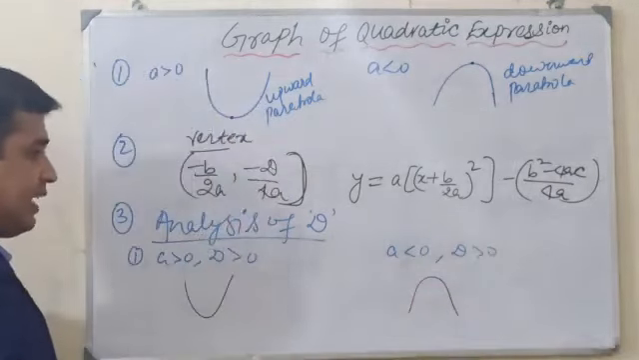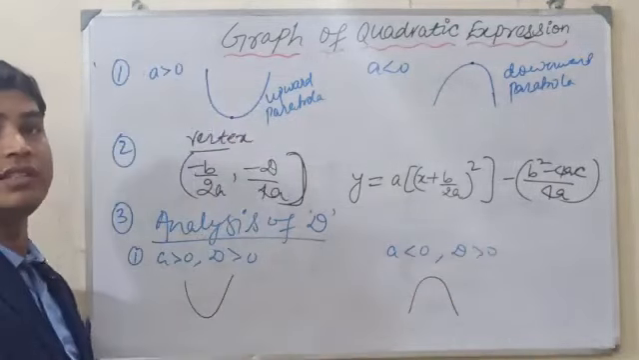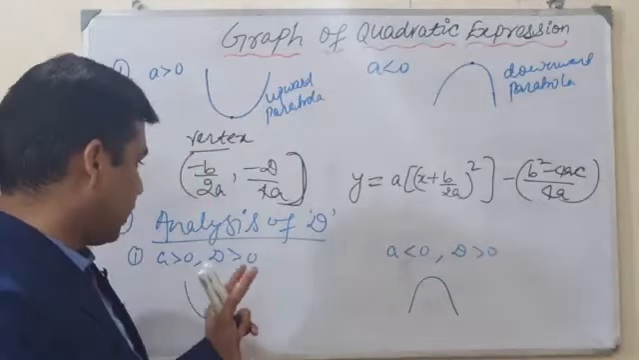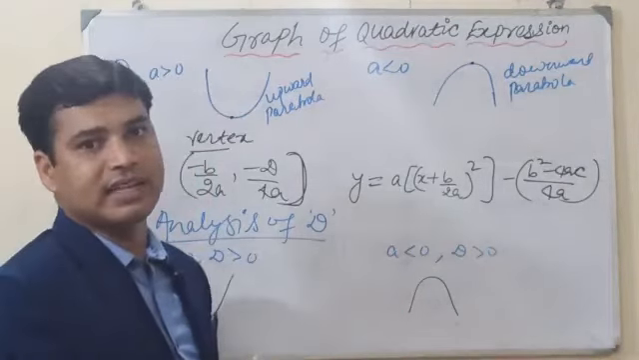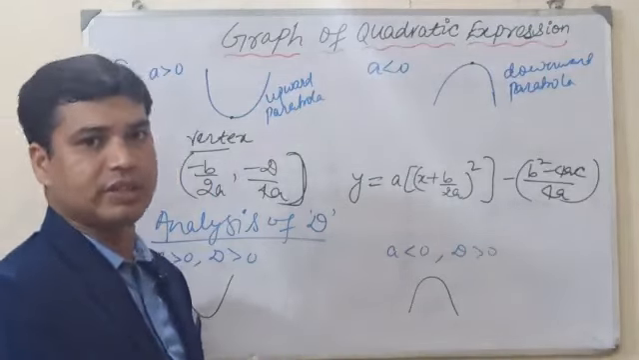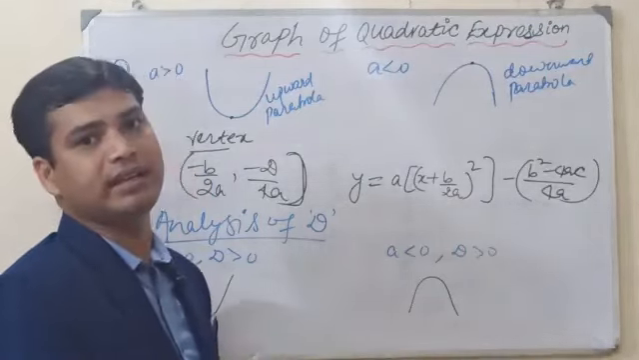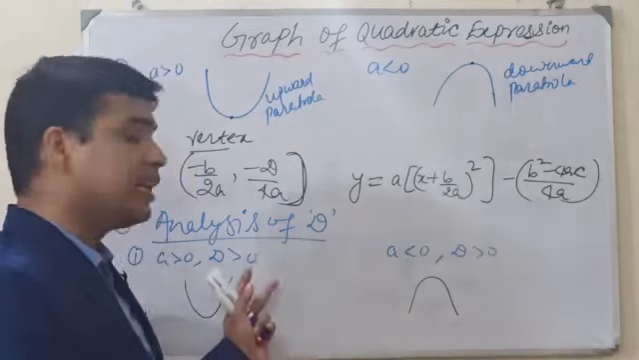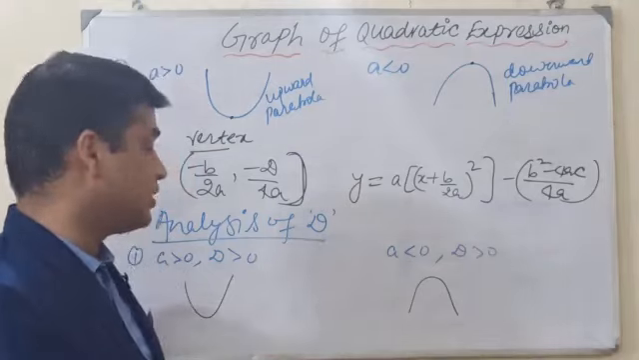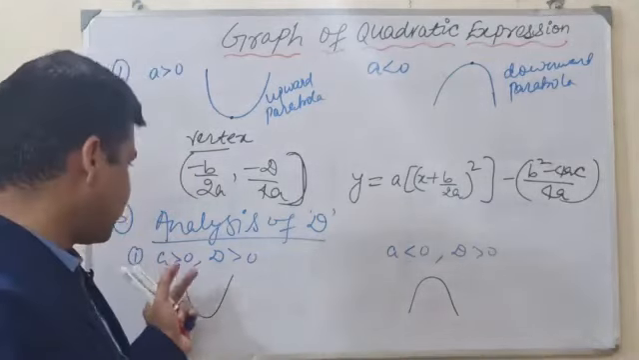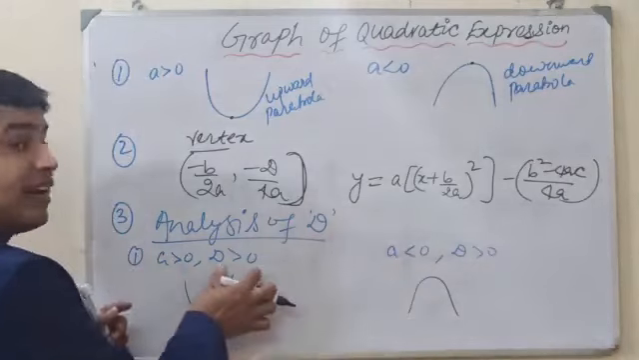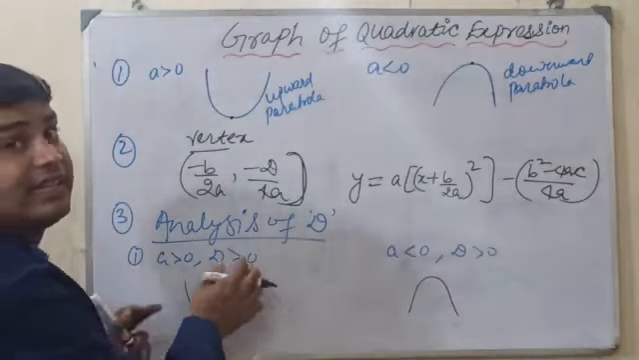Okay, d is greater than 0. We have to study the nature of the roots. In the nature of the roots, three conditions are there: d equals 0, d less than 0, and d greater than 0. D greater than 0 means roots are real and distinct. D equal to 0 means roots are real but the same, and d less than 0 means imaginary roots. Okay, so it's very simple. A greater than 0, upward parabola; a less than 0, downward parabola. D greater than 0 means real and distinct roots.